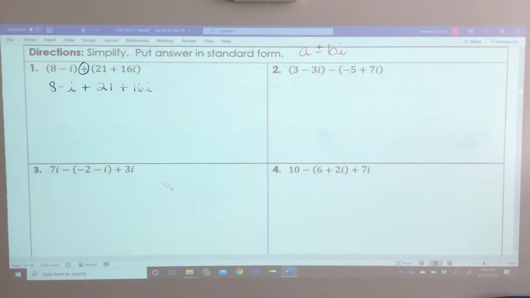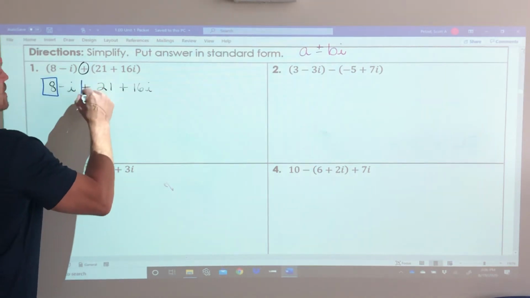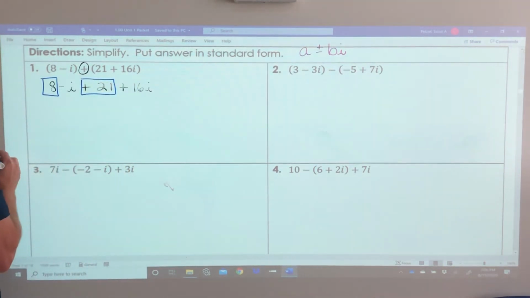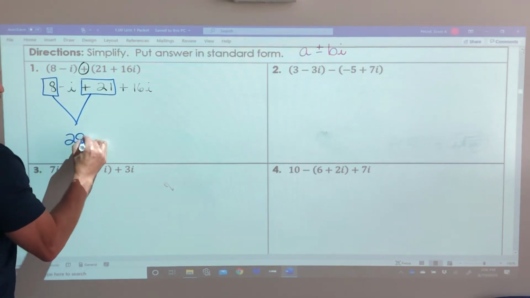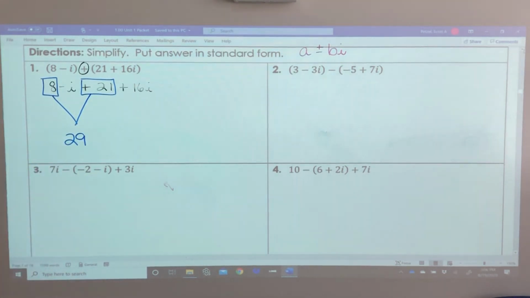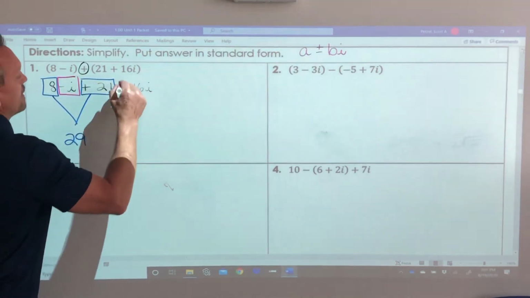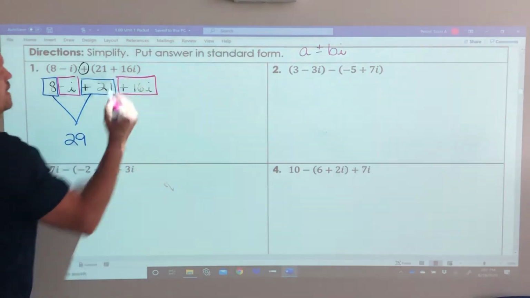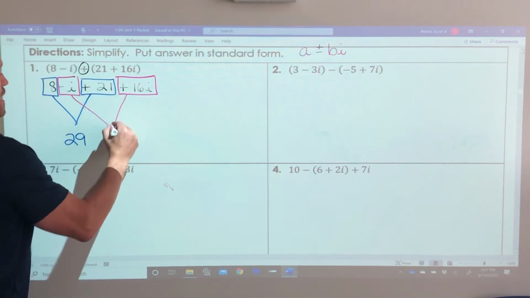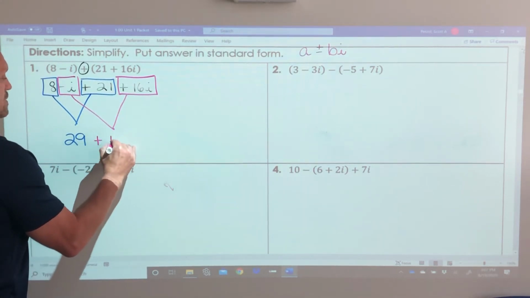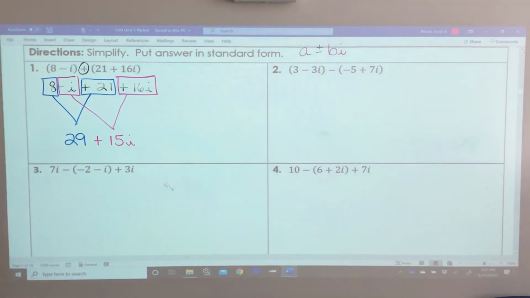What are like terms? What matches? Well, we have 8 plus 21. What's 8 plus 21? 29. Then we have negative 1i plus 16i. Comes down. And that is your final answer.